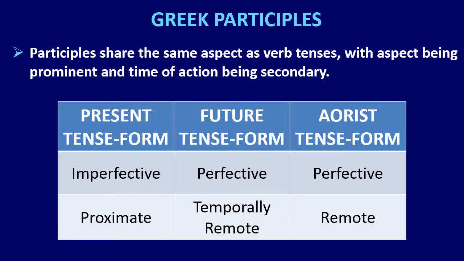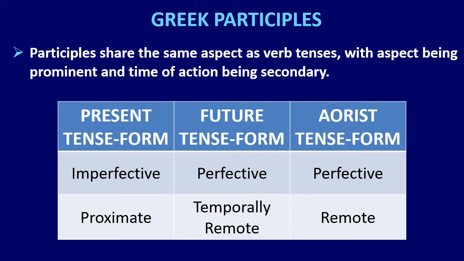Another very important thing to note about participles is that they share the same aspect as verb tenses. They are aspect prominent, just like verbs were that we saw in the indicative mood, that the time of action is secondary to the perspective of the action from the writer or speaker's standpoint. So when you think of participles, it's easy to ask ourselves, first of all, when did this occur? And secondly, what kind of action was it? And lastly, what was the point of view of the writer or speaker? Well, we need to put aspect first in our thinking when it comes to participles, just like we did with verbs. Greek, again, is an aspect prominent language, and that applies to participles as well.